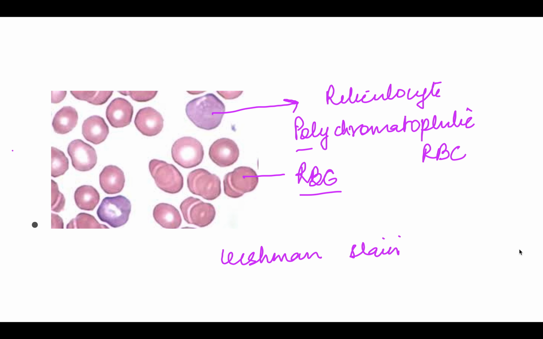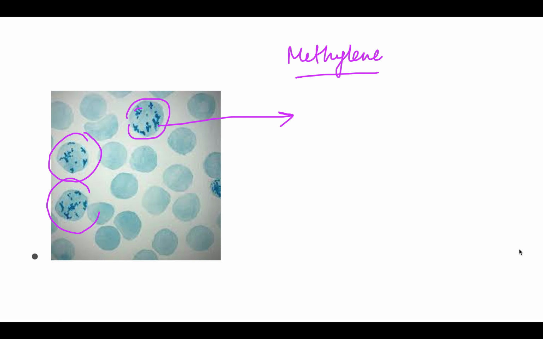Polychromatophilic means having different colors, so it has a color shift to it. This is actually the reticulocyte which we see on specialized stain. On methylene blue, we will study how the procedure of methylene blue staining is done. Methylene blue gives this network; you can see a meshwork inside the cells. Therefore the name reticulocyte, and this is actually your retic.